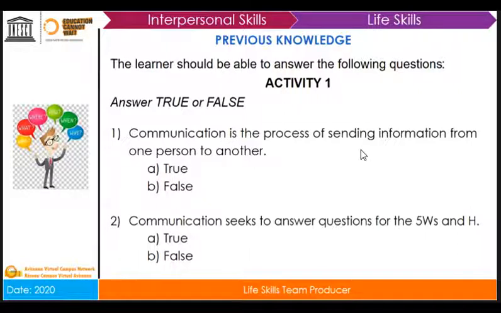Question 2. Communication seeks to answer questions for the 5 W's and H. True or false?